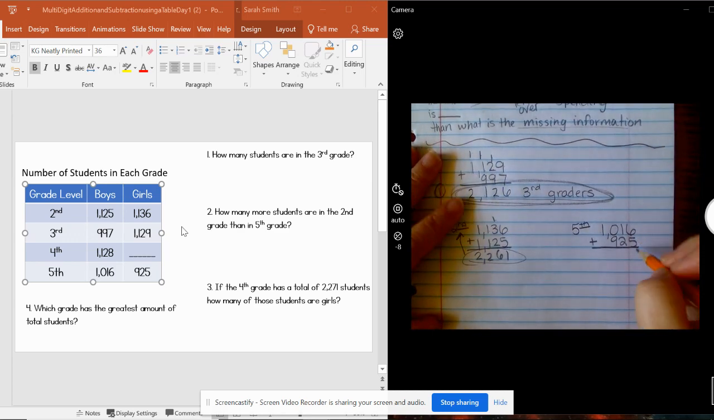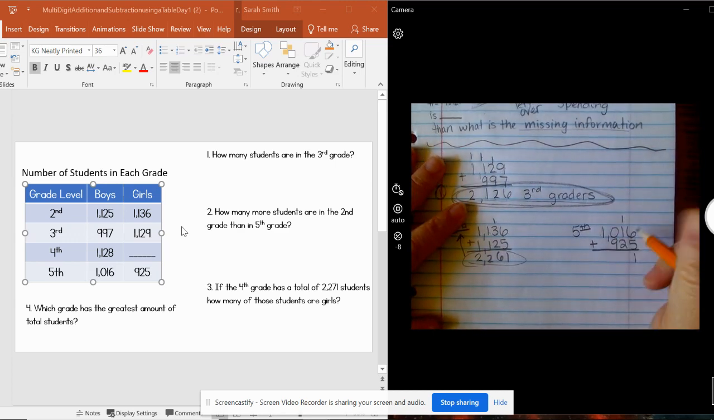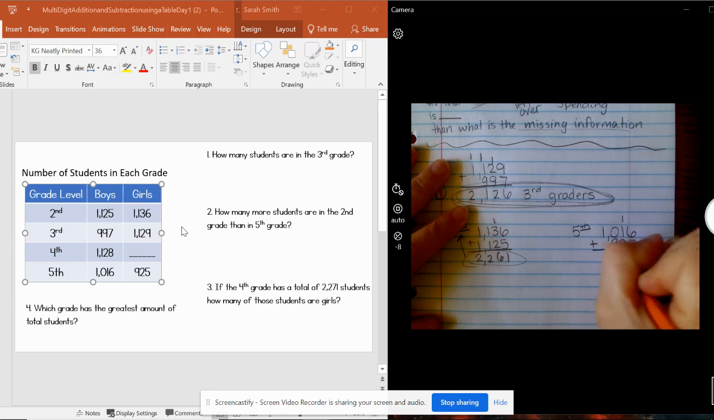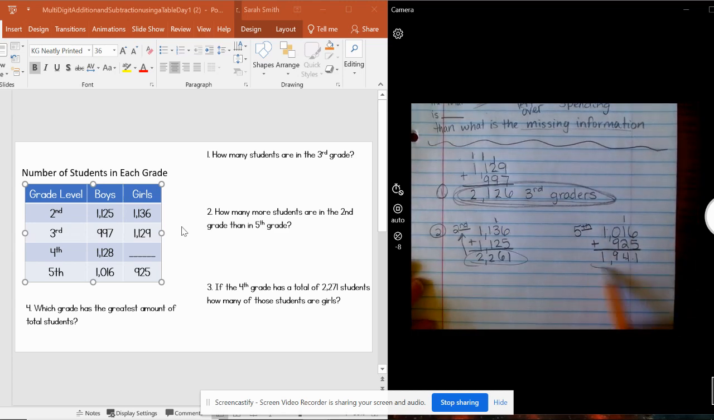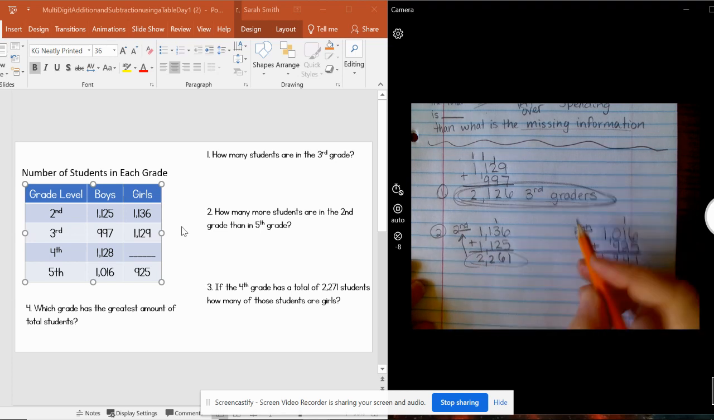All right, so 6 plus 5 is 11 plus a group of 10. 1 plus 1 is 2 plus 2 more is 4. 0 plus 9 is 9. Put my comma because I have 1, 2, 3 digits, and then a 1 in the thousands place. Now, I have my total for fifth graders.